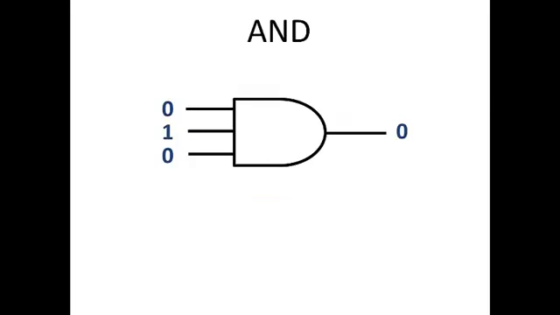You can also have three inputs, as I said, for an AND gate, and it works the same way. If you have all three 1s, you will get a 1 output. But if any of the inputs is a 0, then the output will be 0. So you can see if we have two 1s and a 0 for input, we still get a 0 output. Only when all three inputs are 1, we get a 1 for output.